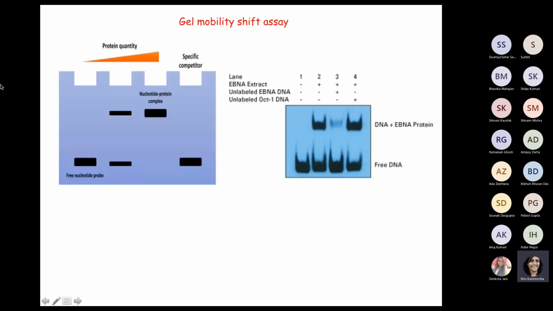Okay, so when you run it, simply in one lane, you run just that DNA, which has been labeled. And what you also do is that you incubate. Don't look at this figure as of now, I'm just telling you this figure. So then what you do is that you incubate your DNA with the protein, with increasing amounts of the protein.